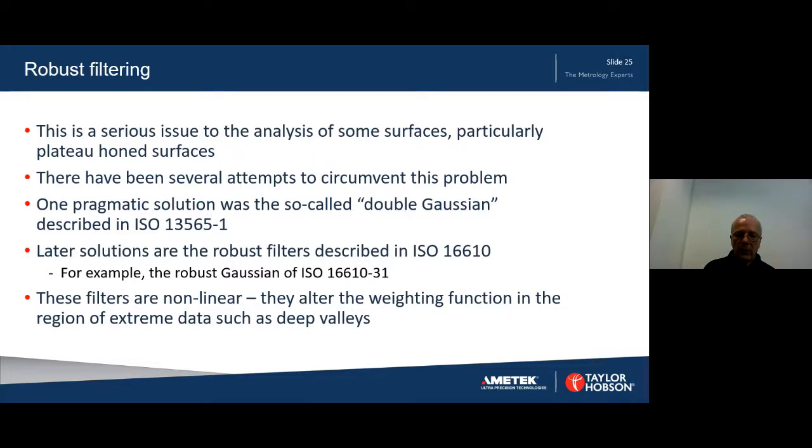More recently, so-called robust filters have been developed, including the robust Gaussian filter. The robust Gaussian will deal with areas around sharp peaks as well as sharp valleys. These filters effectively work by altering the weighting function in the presence of extreme data. In other words, the filter function is in some way dependent on the data itself. An example of this type of filter can be seen in the next slide.